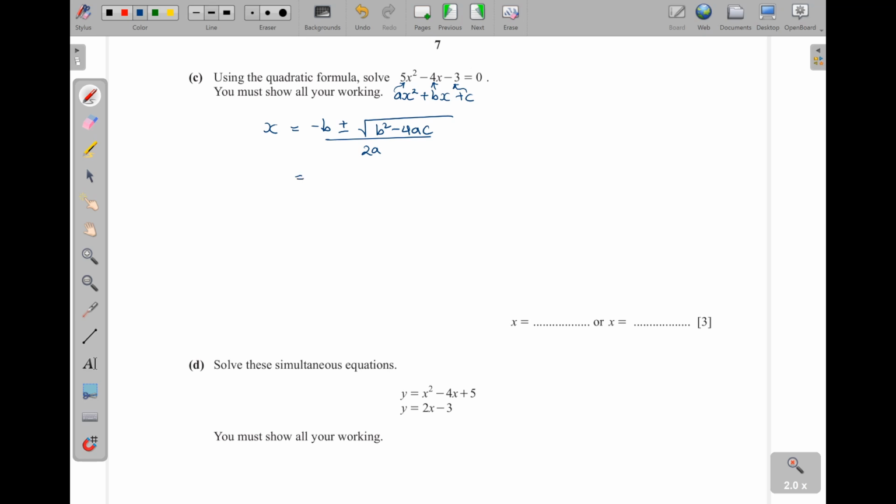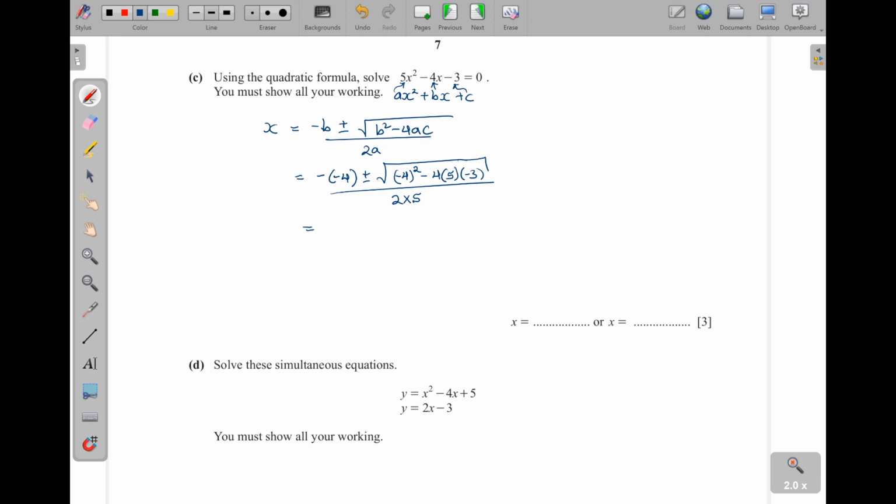So I just substitute here. My b is negative 4, so I'll put minus of minus 4. Usually there is a mistake made here when you are given a negative. People forget this other negative, okay? Negative of negative 4, then plus or minus the root. Put that negative here in brackets and you say squared minus 4 times a, which is 5, times c, which is negative 3. Then you divide by 2 times the 5, okay?